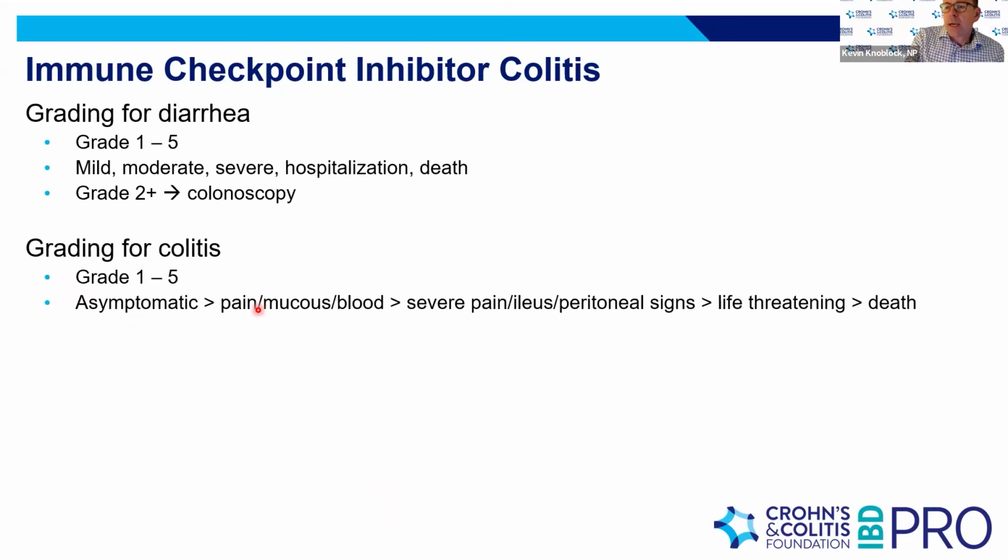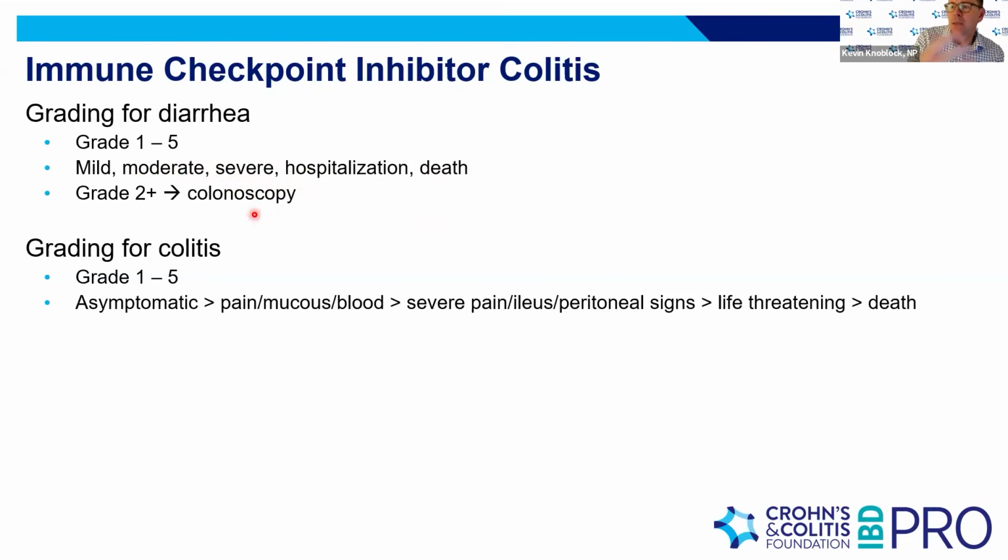Real quick, there is a grading system for the diarrhea. It goes 1 through 5: mild, moderate, severe, and you're borderline hospitalization. I hate to say death is actually on that scale. If you're at 2 plus, they're going in for colonoscopies. And I really should say probably flexible sigmoidoscopy. I should correct that because there's a huge risk for perforation.